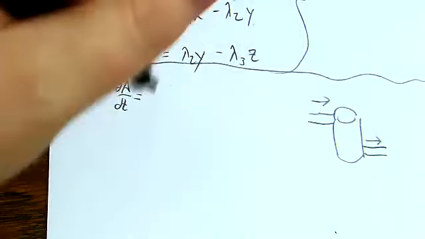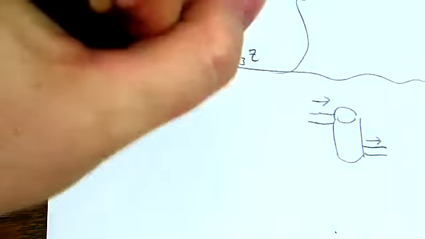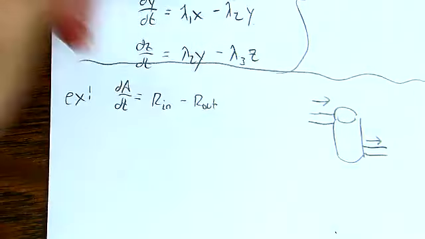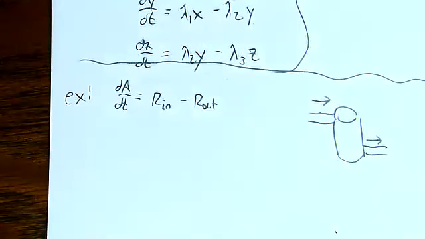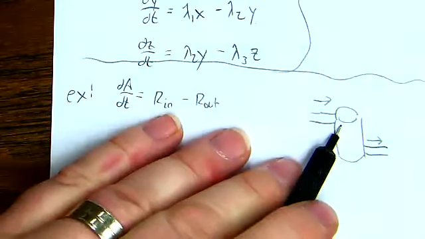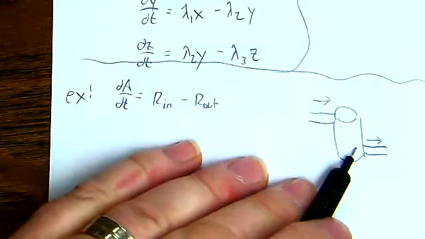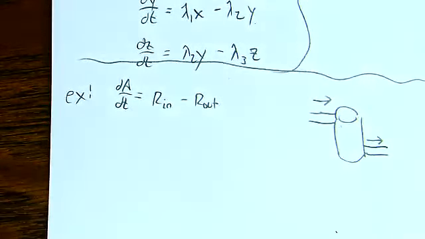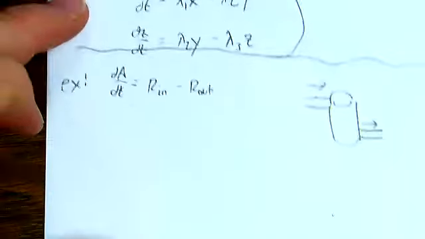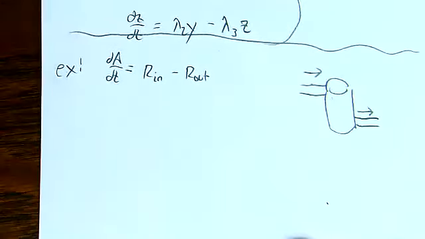The amount of salt in the container was equal to the rate in minus the rate out. Well, that's all well and good if we have one container. And again, we're assuming that the container is well mixed. That is, the concentration of the chemical here is the same as the concentration of the chemical here. We have to make that assumption, or we're in partial differential equations land.